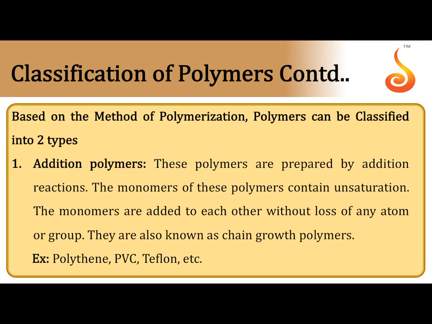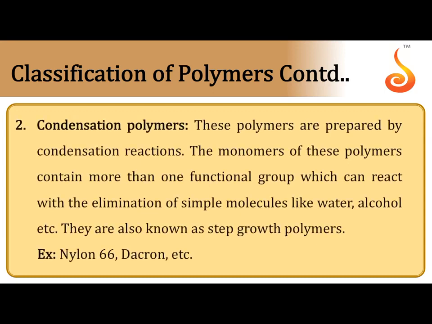Next one, based on the method of reaction. Some polymers are obtained by the addition reaction, some others by condensation reaction. Based on the mechanism of polymerization, they are divided into two types: addition polymers, formed by addition reaction. For addition polymers, a double bond is compulsory, the C=C double bond. Next, condensation polymer. Condensation, we know, is addition followed by elimination. So condensation polymerization is possible whenever polyfunctional monomers are present.